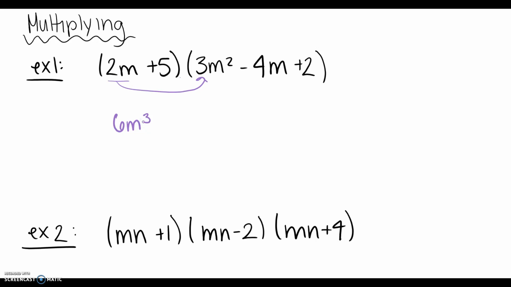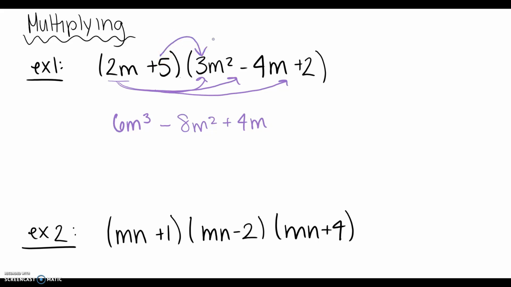And then we'll do 2m times negative 4m to get negative 8m squared. 2 times 2 is 4. Then we have our m. Then we need to distribute the 5.